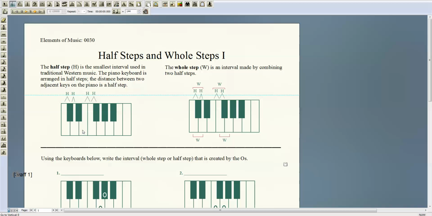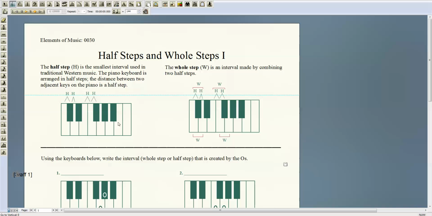Now this is a little tricky. From white to white, but there's no key in between. So is that a half step or a whole step? That's right, it's a half step, because once again, a half step is going from one key to the other key. Doesn't matter whether it's white to white, or white to black, or black to white. A half step is going from one key to the very next key without skipping anything.